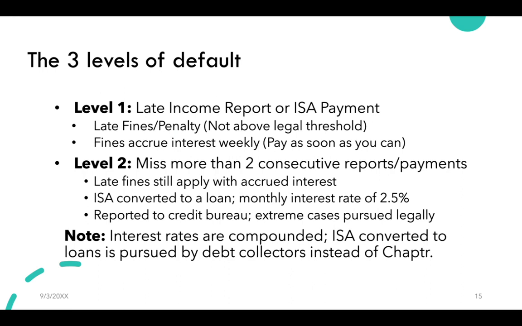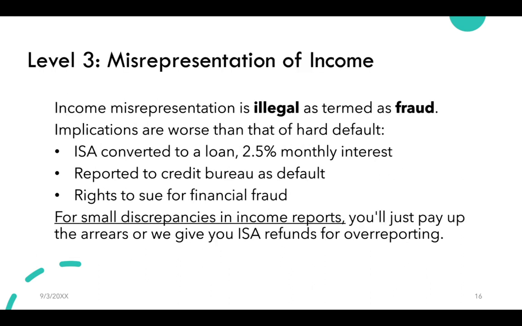We highly advise no one to get to level 2 type of default, because that's when we start drawing the line as to legal default, which we report to credit bureaus. Do note that all the interest rates we are talking about are compounded monthly. And whenever we decide to convert your ISA to a loan, whenever you have a hard default, which means you're not living up to your required obligations, it's not just lateness, these loans will be pursued by debt collectors instead of Chapter in these particular cases.